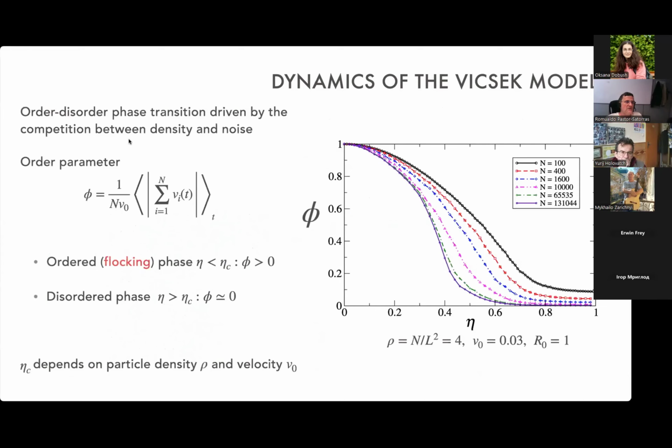You can make simulations and compute this order parameter for different values of the noise, and you see there is some sort of transition between a disordered state and an ordered state: a flocking phase for a small noise, in which your polarization is large, and a disordered phase for large noise, in which polarization is small and your animals are traveling in random directions. This happens for some threshold, eta c, that depends on particle density and velocity.